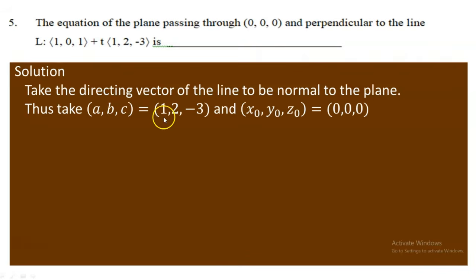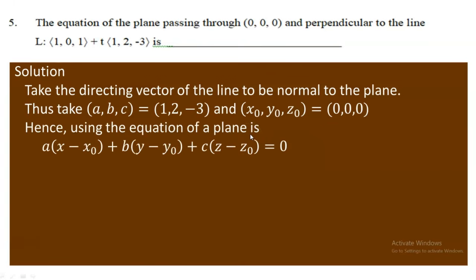So my a, b, c are 1, 2, and minus 3, and you have been told that one point on the plane is the origin, x0, y0, z0. You may take the origin. Now remember the formula we have derived. Equation of a plane: a times (x minus x0) plus b times (y minus y0) plus c times (z minus z0), where a, b, c are components of the orthogonal or normal vector, and x0, y0, z0 are coordinates of a point lying on the plane.